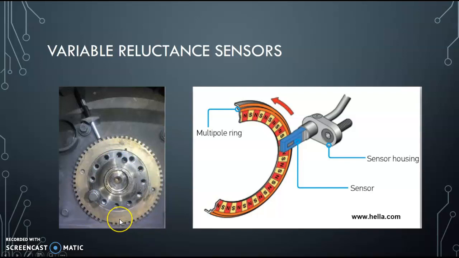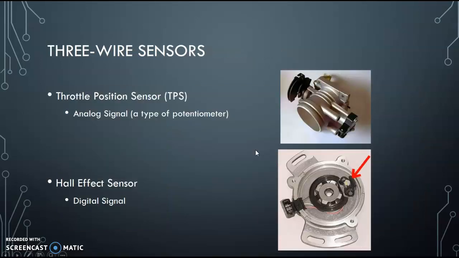in 360-degree rotation. Another style you have here is the magnets are on the ring instead of a tone ring. There's actually magnets on here, multi-poles, north-south, north-south, north-south. As this rotates around, it's going to induce a current in this sensor right here. So very similar, but a little bit different.